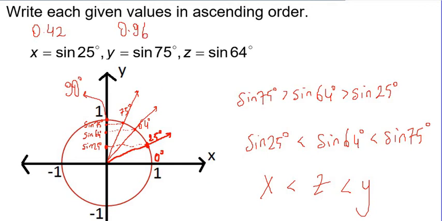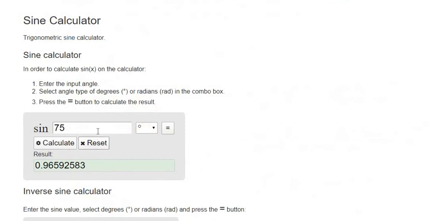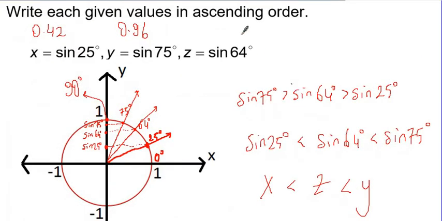0.96. And sine of 64 is equal to approximately 0.89. We can write 0.89. It keeps going, but we didn't write those values.